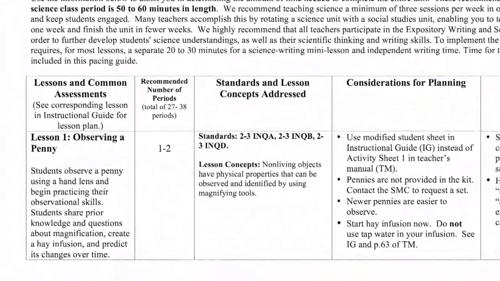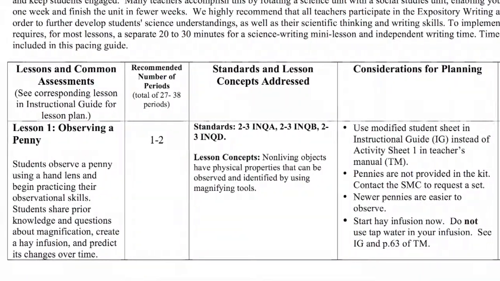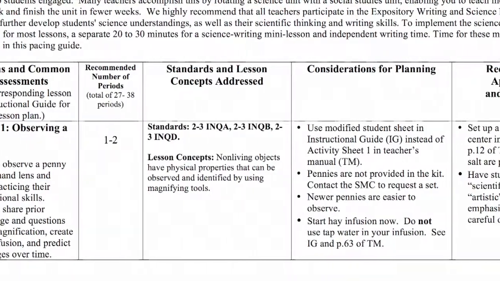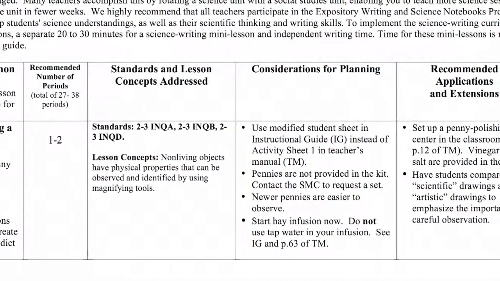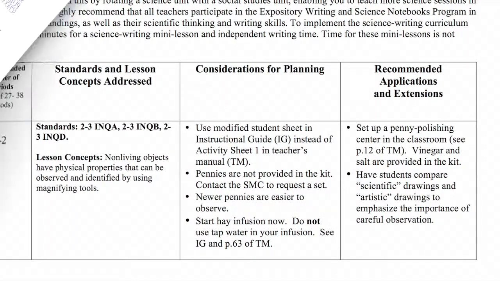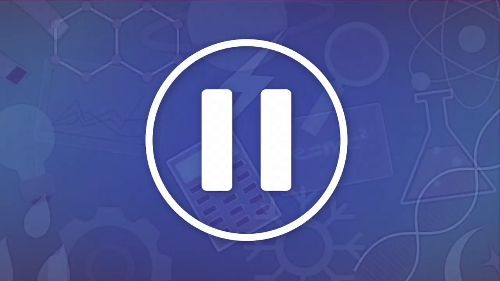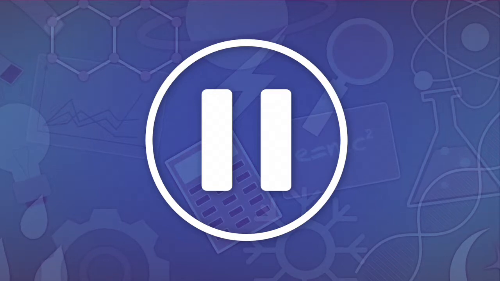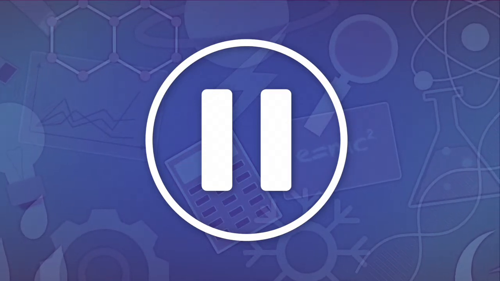We recommend teaching science for at least 3 sessions per week in order to maintain consistency and to keep your students engaged. Some teachers do this by rotating a science unit with a social studies unit. You may pause the video now and take a moment to look at the pacing guide for the first science unit you will be teaching.